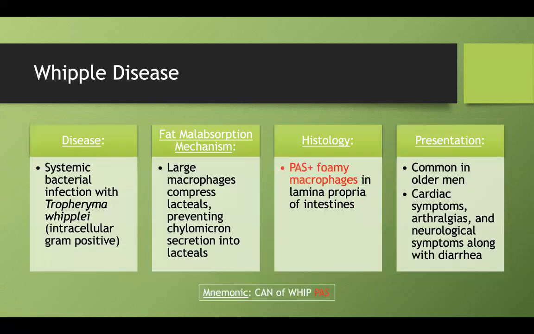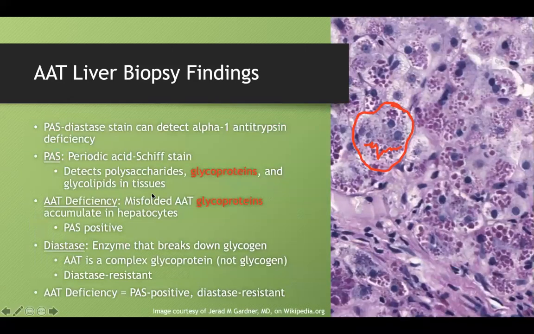And I'm actually just going to go back one second because I want to specify something. In the case of Whipple disease, remember how we could not excrete a lot of our lipids. They ended up getting trapped in there because our macrophages were compressing our lacteals and we couldn't excrete our lipids from our enterocytes into our thoracic duct. So what was happening there was we were actually getting excessive glycolipids in the case of Whipple disease. And that's why in Whipple disease, you'll get a PAS positive stain, not for any polysaccharide or glycoprotein, but because of this glycolipid.